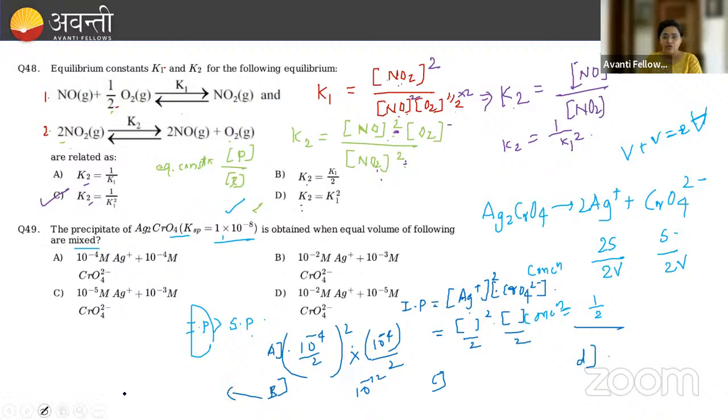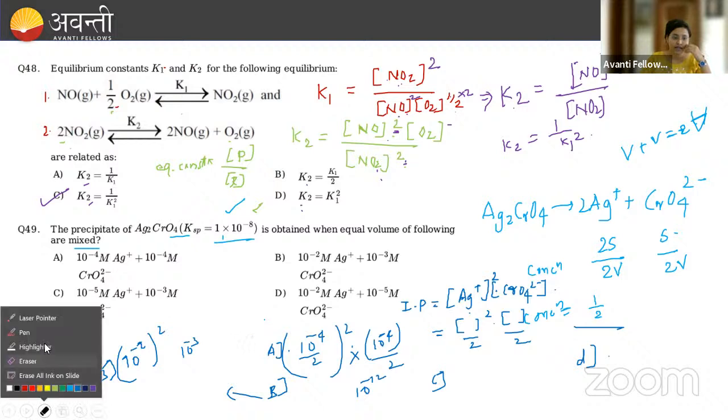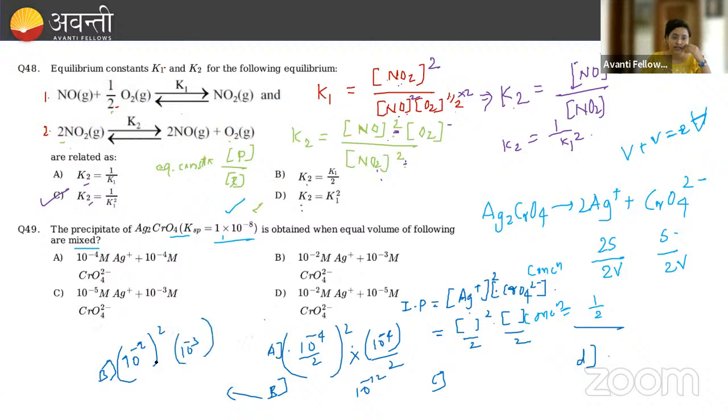For B, (10 raised to minus 2) square into 10 raised to minus 3. Okay, so what will be the answer here? Yes, calculate it, write it down. 10 raised to minus 2 by 2, and 10 raised to minus 3 by 2. So 2 2s are 4, 4 plus 3, right? 10 raised to minus 7 divided by 4, right?